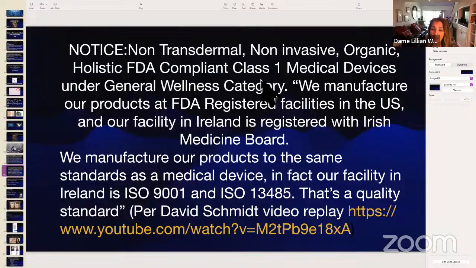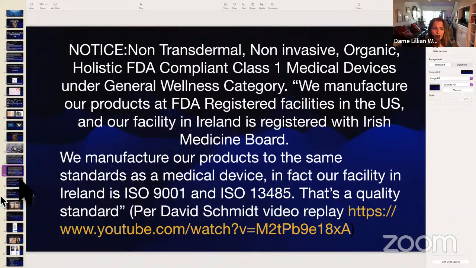They're holistic, FDA-compliant, Class 1 medical devices under the general wellness category. We manufacture our products at FDA-registered facilities in the United States. We actually have 12 distribution and manufacturing centers in the world because we're available in 81 countries. Our facility in Ireland is registered with the Irish Medicine Board, which is the highest authority in the European Union. And we manufacture our products to the same standards as a medical device. Because again, nothing is being absorbed or transferring into the body. This is just a mechanical structure to create an effect. And in fact, our facility in Ireland is ISO 9001 and ISO 13485. That's a quality standard, and that's a direct quote from David Schmidt, the scientist who was originally commissioned and contracted by the Department of Defense.